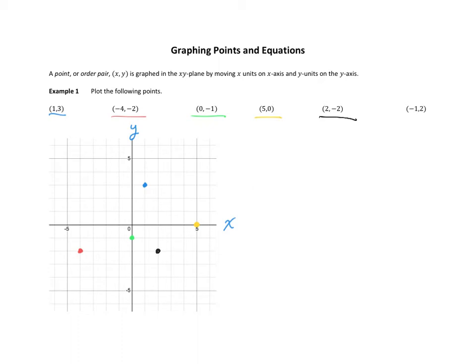This is 2, -2. And we have one point left that is -1, 2. That means we go -1 in the x direction and then 2 in the y direction. Therefore, this point is located right here. And that's the basics of plotting points.